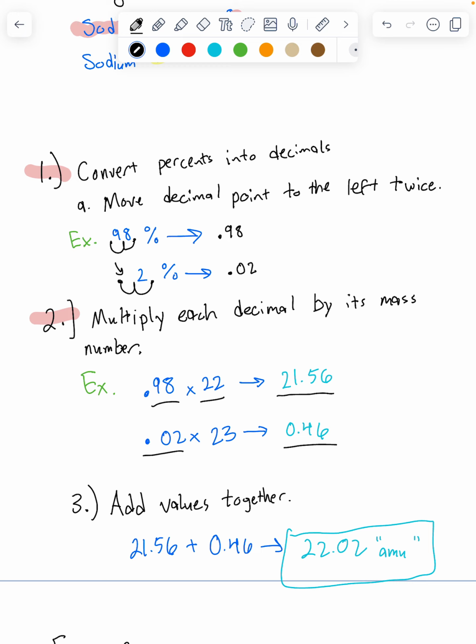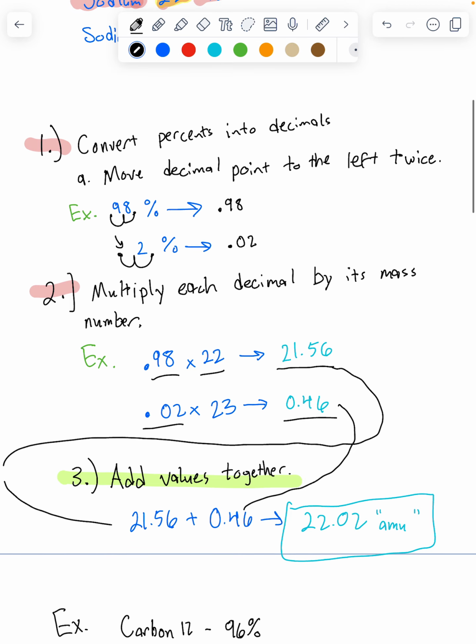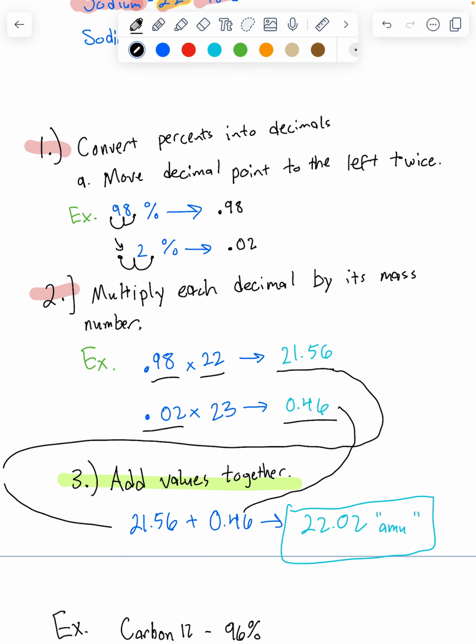Now you've got two values. Your third step is the simplest of them all. You're going to add all the values that you've got here, just add them together. So we've got 21.56 and we've got 0.46. Adding those together, you end up with 22.02. And we've got a weird unit there. It says AMU. That stands for atomic mass unit. That's how we're going to measure masses for our elements. So you're going to say 22.02 AMU.